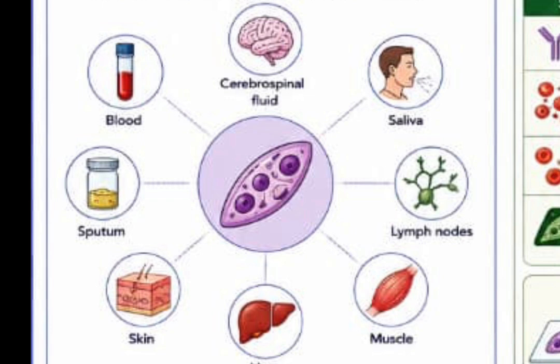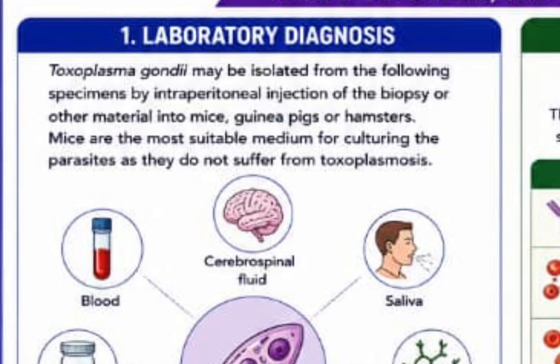You can take it from the lymph node by doing a lymph node biopsy. You can take it from the muscle. You can take it from the liver. You can take it from the skin, and you can take it from sputum too. You get it now? So these are where you can take the sample for testing. So when you take the sample for testing, you put it in mice. So mice are a more suitable medium for cultivating the parasite.